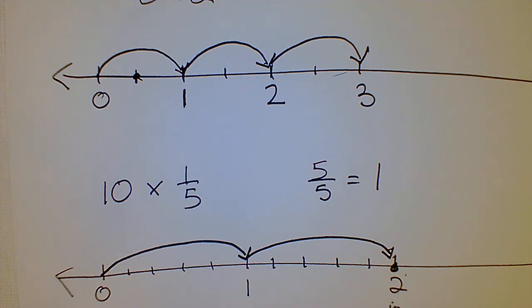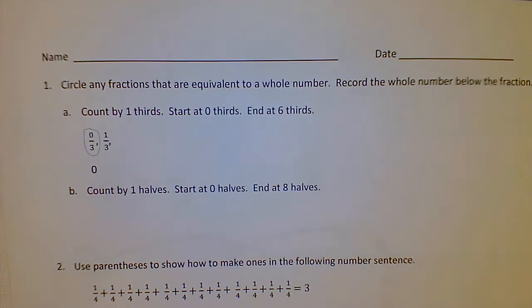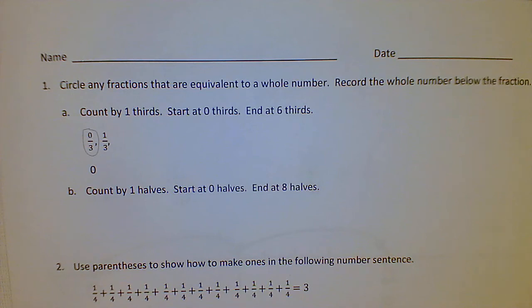Okay, so let's jump into the problem set, and let's do a couple problems here together, and then I'll let you finish it out on your own. So let's take a look at 1A. For 1A, it says, count by 1/3. Start at 0/3, end at 6/3. And that's pretty easy.